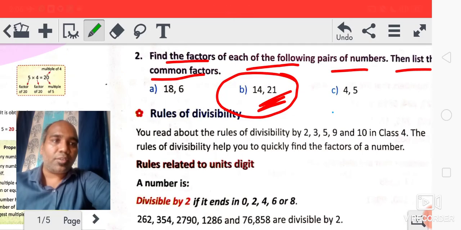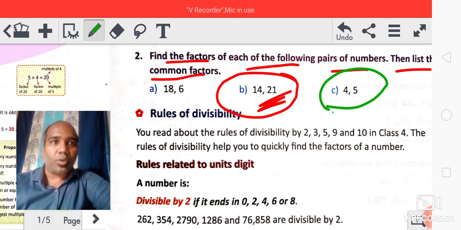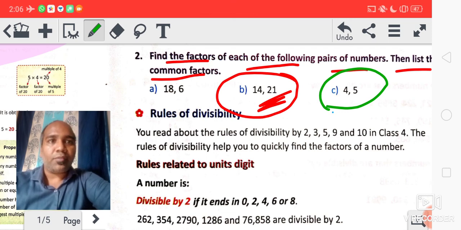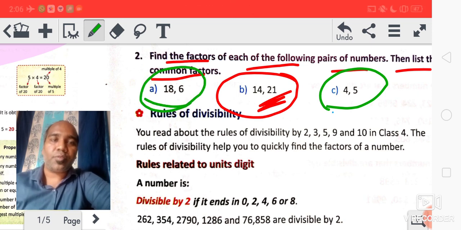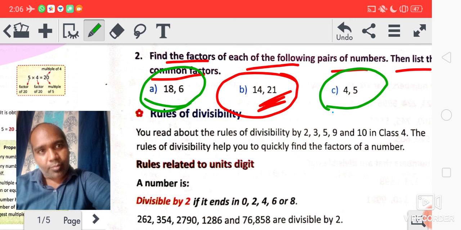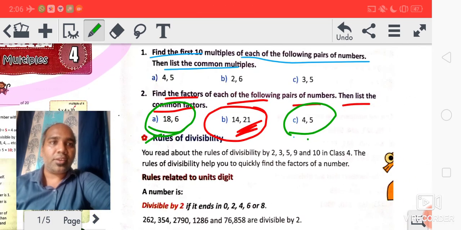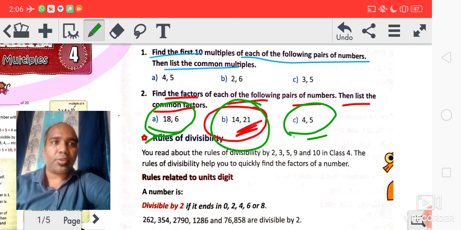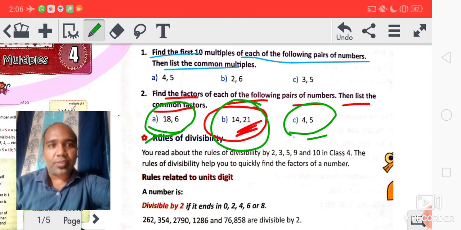Okay, now for the rest of the questions, you have to find the factors of 4 and 5. Similarly, you have to find the factors of 18 and 6, and you have to find the common factors. So I hope you can do questions A and C. Question B I have done for you just now. Got it? So multiples and factors we have done just now.